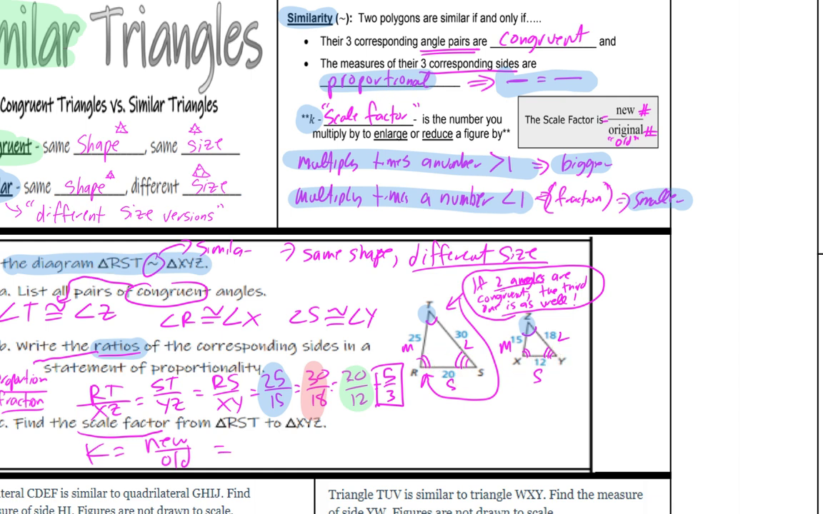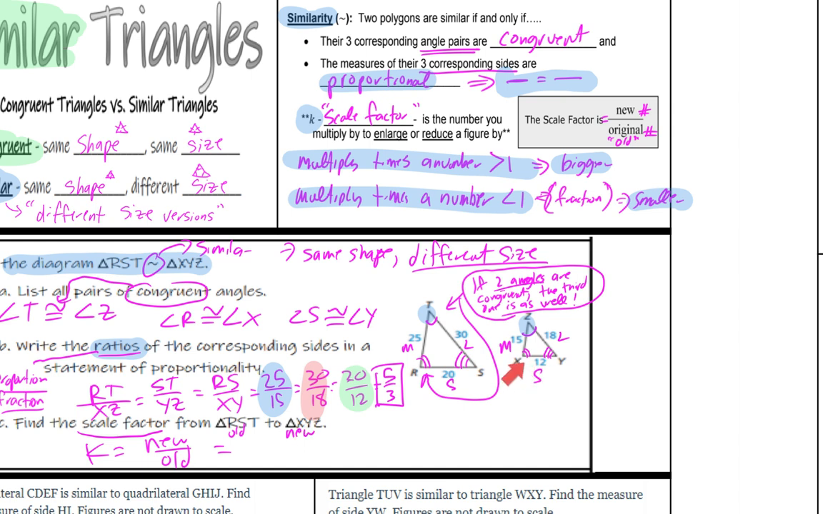It says RST is similar to XYZ. So from RST to XYZ. So this is the old one. This one has to be old, and then this one's new. Okay, so let's do the ratio of new to old. This one's the new on top, right?